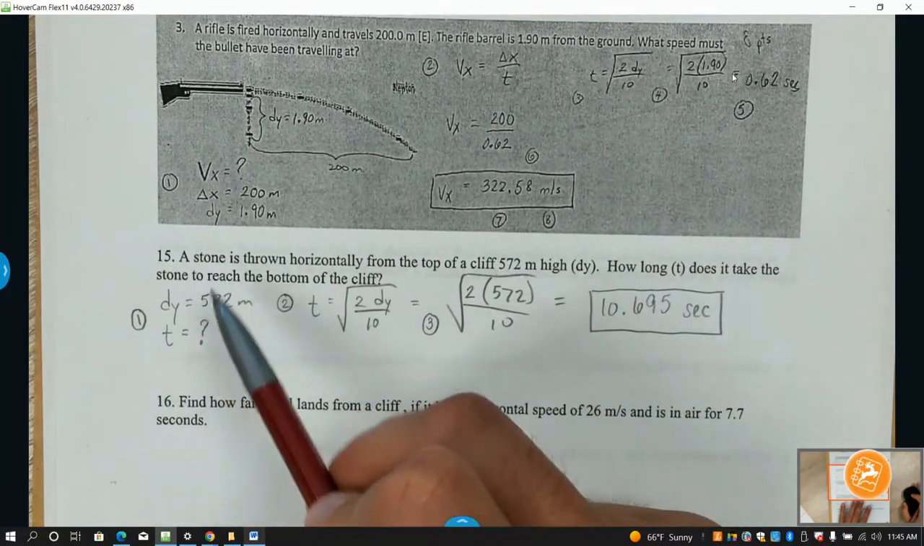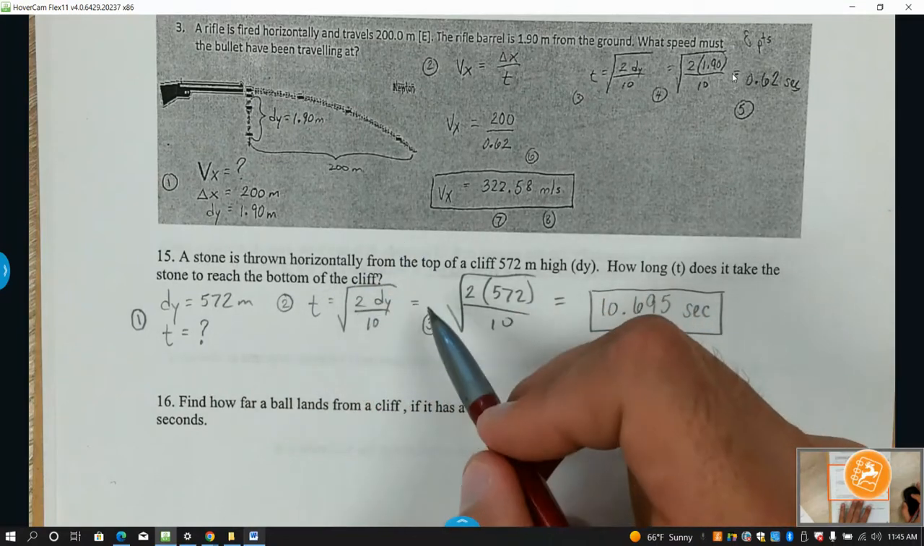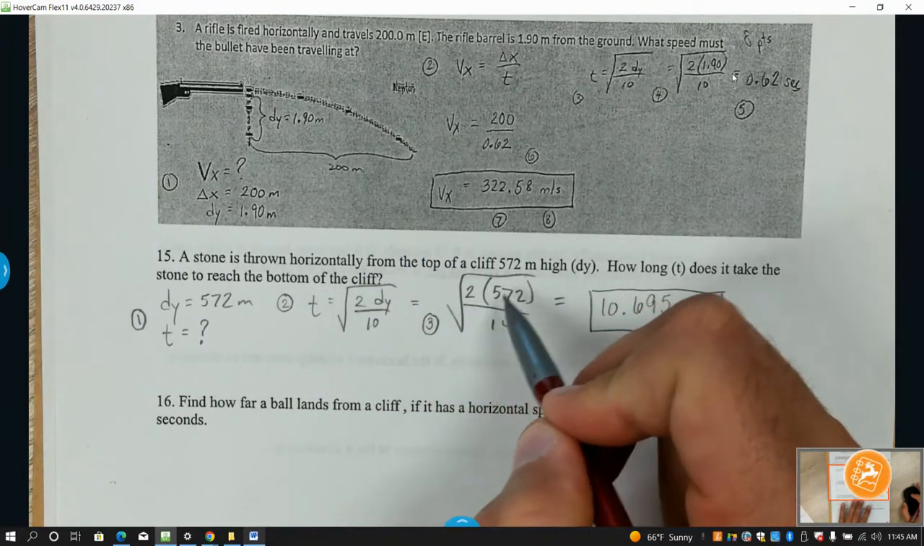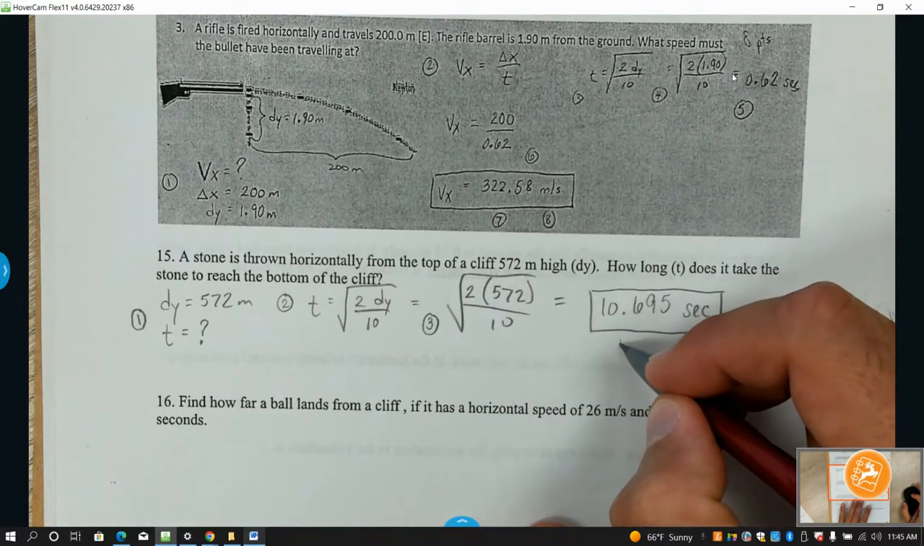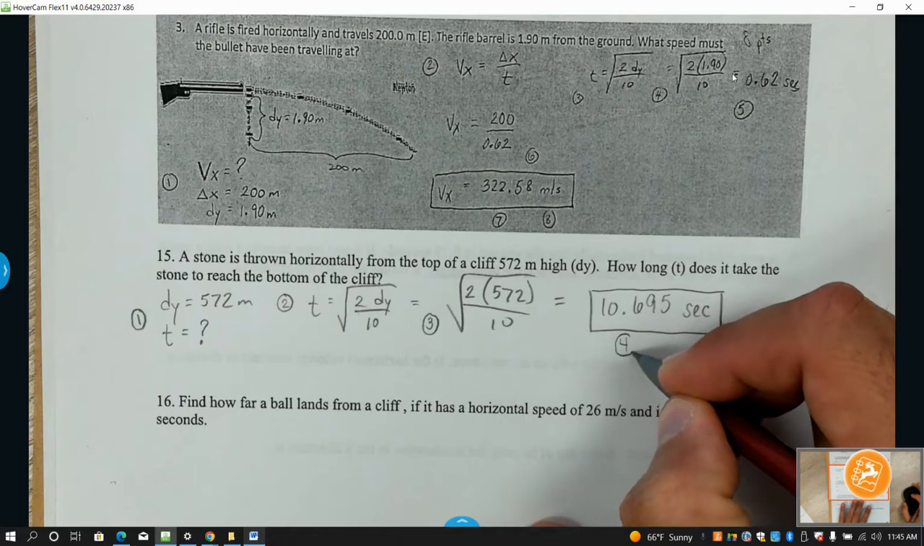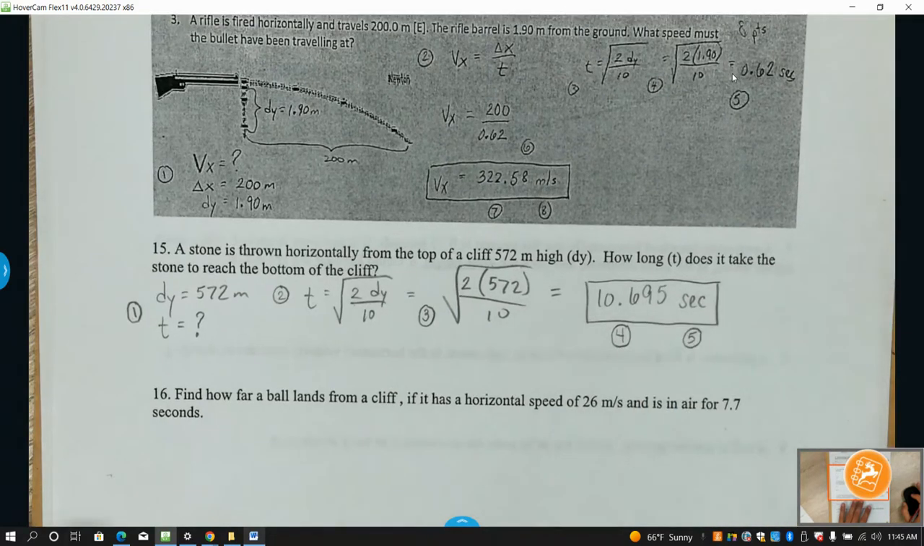So 1 point, writing down all of our variables and our question mark. 2, writing the equation for the question mark. 3, start putting in the information. If we have everything, awesome, continue on, and then get our final answer. That is your 4th point, getting the correct value, and 5th point for having the correct unit.